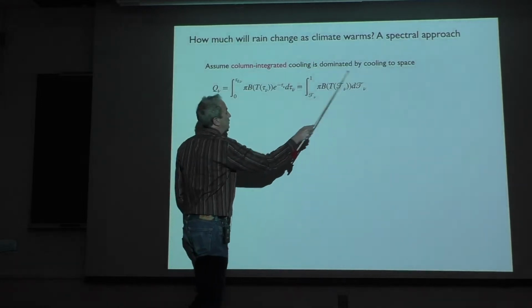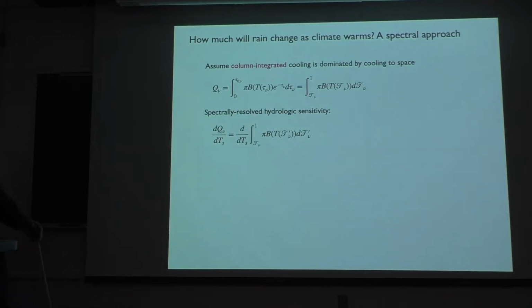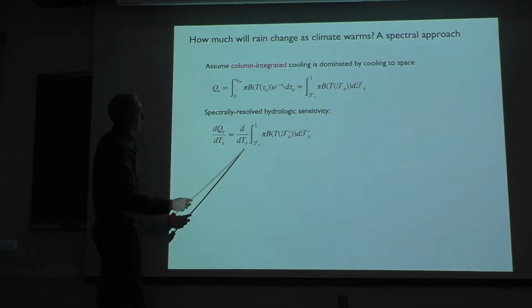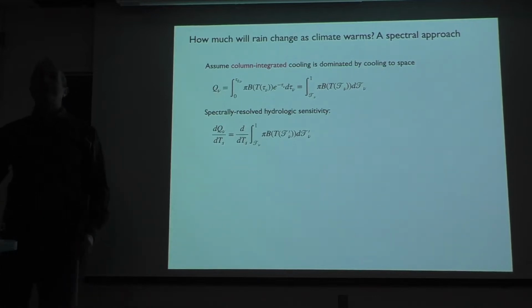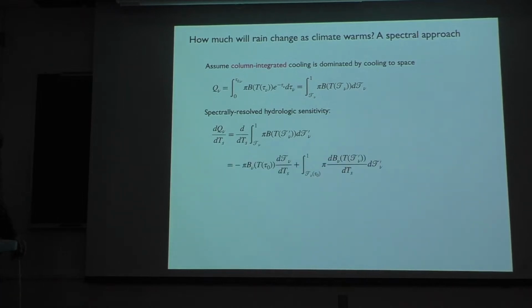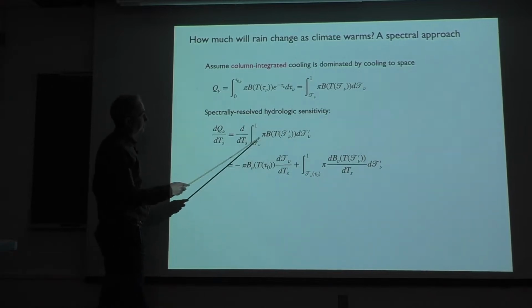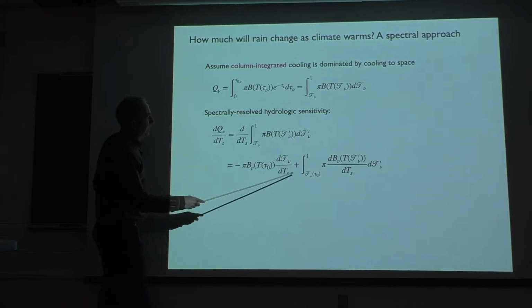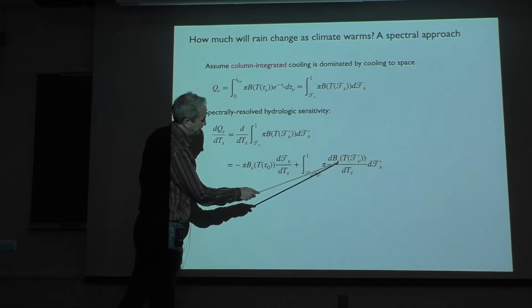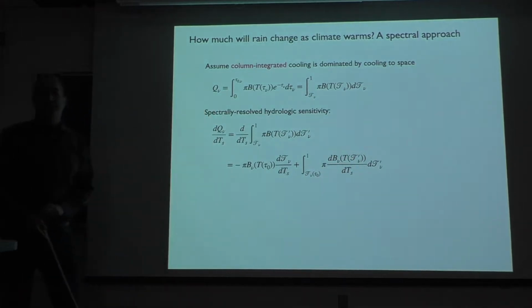I can change variables to express this as an integral over transmission. And then I can differentiate this integral with respect to surface temperature. So this is going to tell me how the net integrated cooling changes with surface temperature. We'll do a little bit of calculus, some Leibniz rule. The upper limit doesn't change, but the lower limit does change. We have this, and then we can bring this derivative inside. So we have the change in the emission temperature at a given transmissivity with respect to surface temperature.